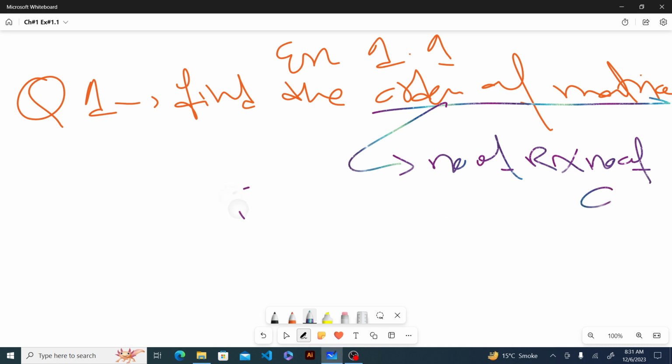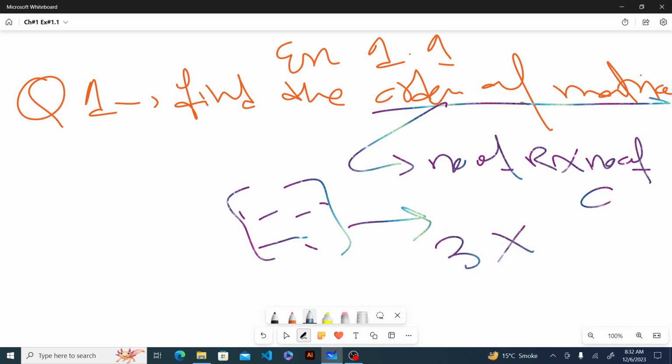So we are given a matrix. For example, this is a matrix, and if we are asked to find the order of a given matrix, as in this question, we simply write the number of rows. For example, number of rows are 3 into number of columns, number of columns are 4. So in this way we are going to do it. This was the example.